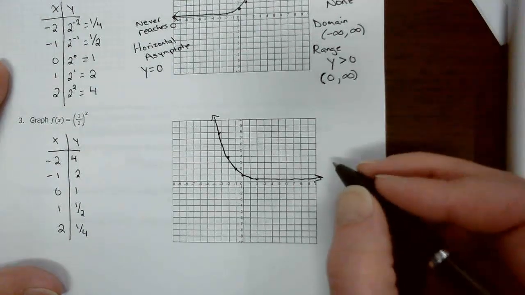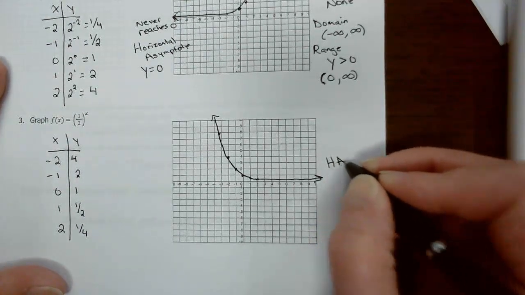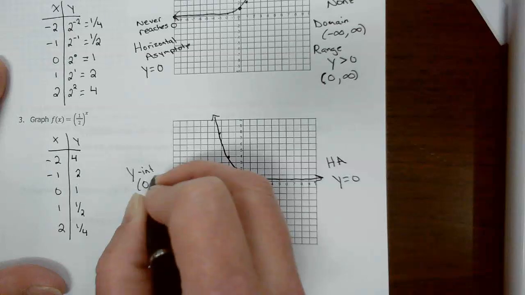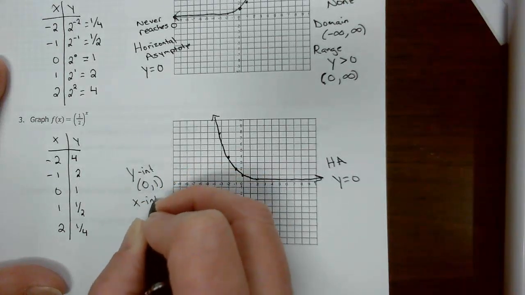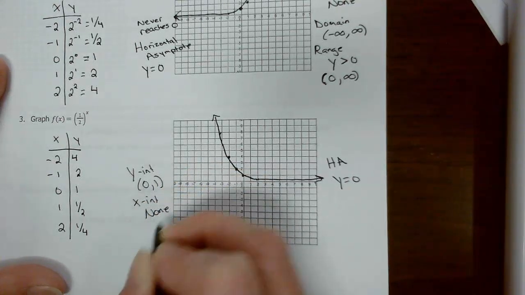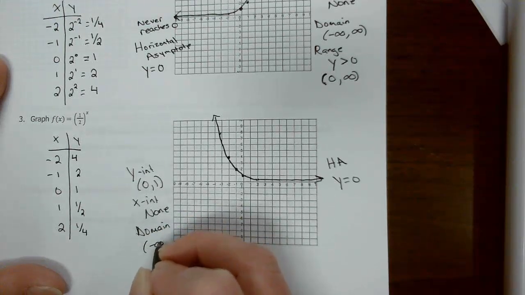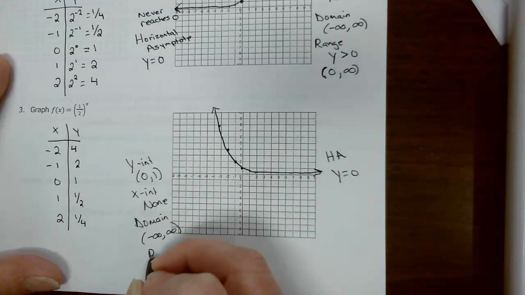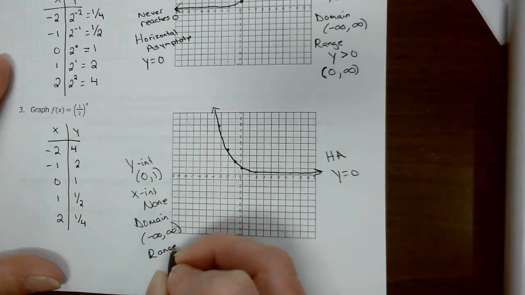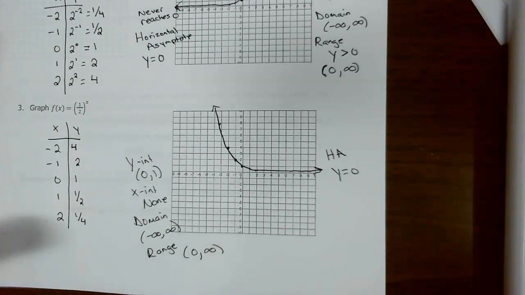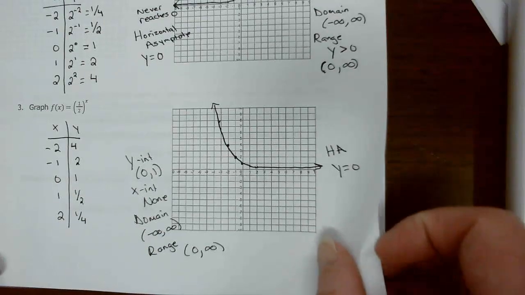So we still have this horizontal asymptote at y equals 0. Our y-intercept is still 0, 1. Our x-intercept, there's none. Domain is still all real numbers. And the range are the y values greater than 0, but not including 0. Let's go to the next example.